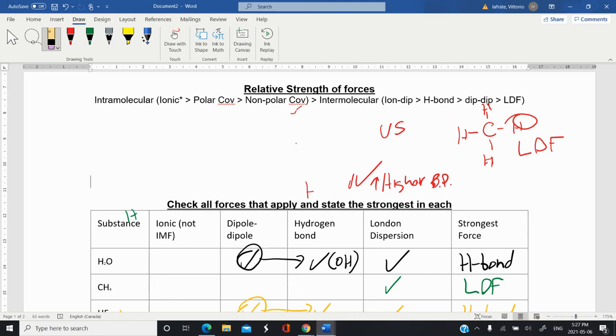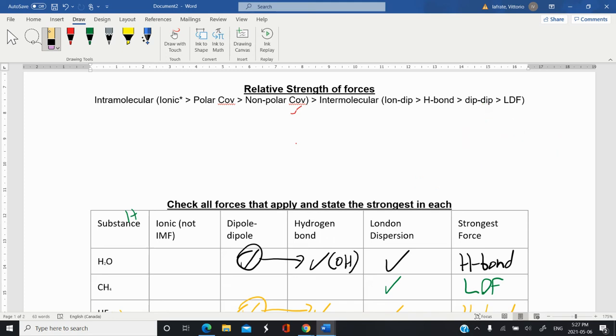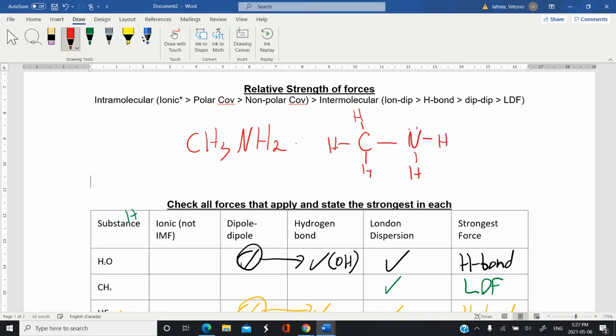Let's go and try the next one. I think it was CH3NH2. And you can probably bet that it's going to be a very similar process here. So CH3NH2. If I were to draw that out, same idea, put the 3 H's there, put the N over here, and the H there. And again, that's using your Lewis structure knowledge.